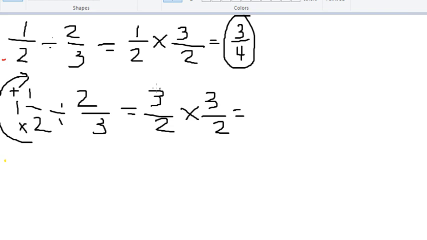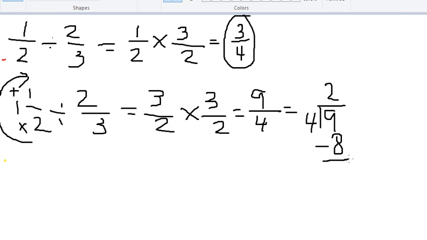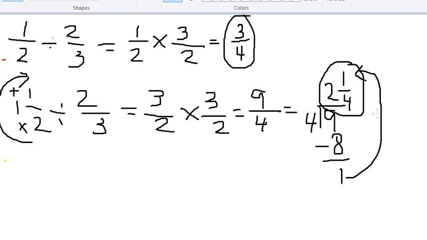O, tingnan natin ngayon. Meron ba silang pwedeng i-cancel? Hindi, wala. So, 3 times 3 is equals to 9. Then, 2 times 2 is equals to 4. Yun nga lang, this is not the lowest term. So, we have to divide. Ilang 4 mayroon sa 9? 2. 2 times 4 is equals to 8. 9 minus 8 is equals to 1. So, ang answer is 2 and 1/4. Kasi we just have to get the numerator mula sa remainder, then copy the denominator.